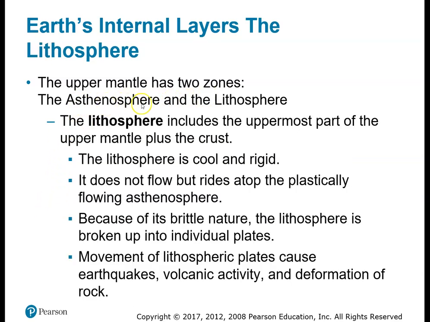The upper mantle has two zones. The asthenosphere. I don't know why I can't say that very well. I've never been able to say that very well. And the lithosphere. The lithosphere, of course, includes the upper part of the mantle and the crust. The lithosphere is cool and rigid. It doesn't flow easily. The other thing that's important about it is it's less dense. In fact, it basically floats on the asthenosphere, which is more dense.